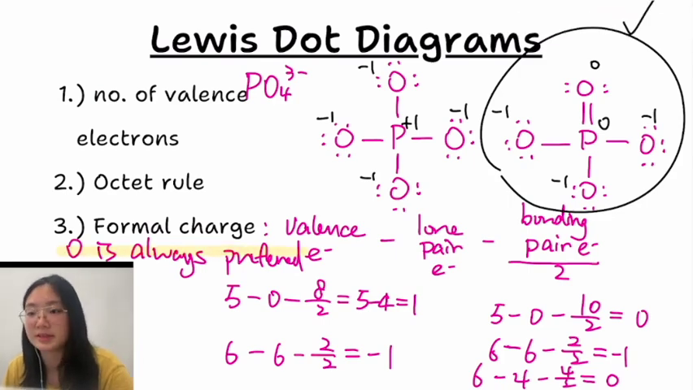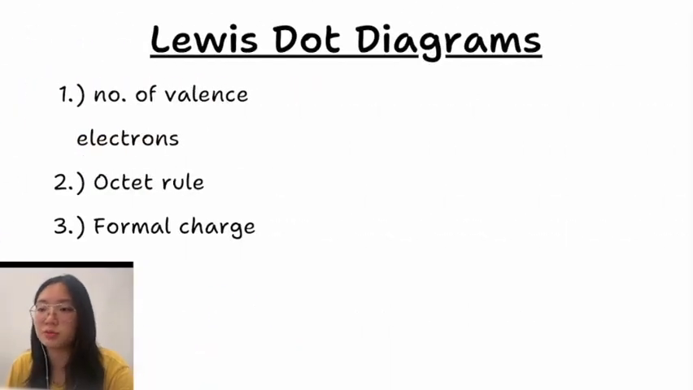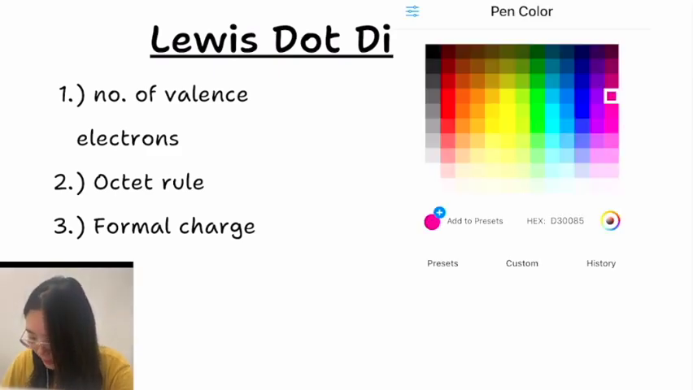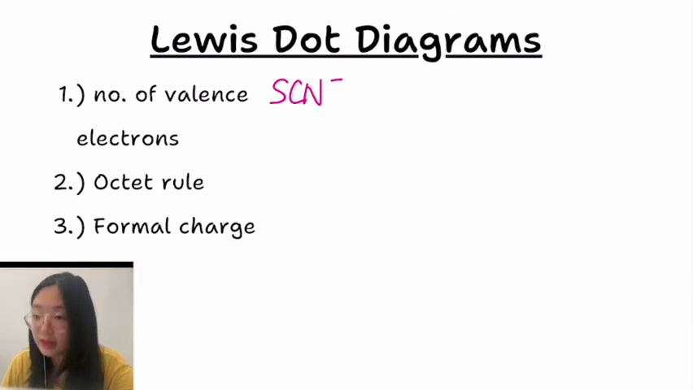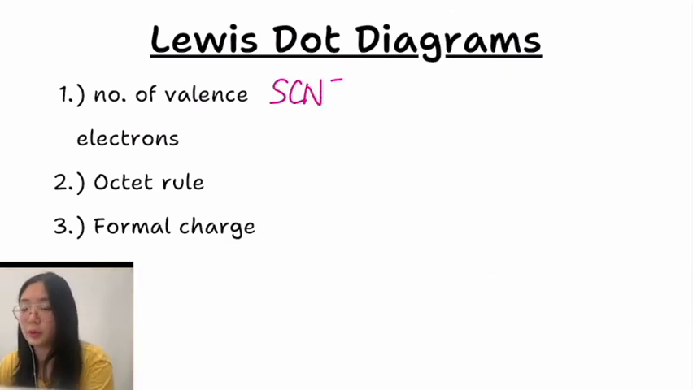Okay, so there is a second scenario in which you don't have a formal charge of 0. On the other hand, you have a formal charge of 1 and negative 1. So thiocyanide, SCN minus, there are 2 possible Lewis-dot diagram as well.